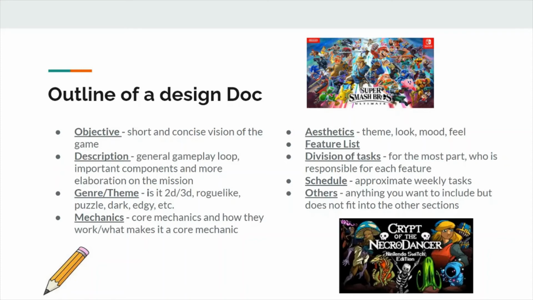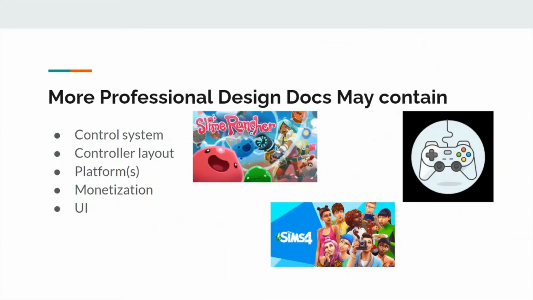Now for others, you could really put anything else that doesn't fit in the other sections here. In my group, we had something called Word Vomit, which was basically just what we wanted for the game, personally. And it actually helped us influence some of our other top categories, such as genre and mechanics. Now, in a more professional game design document, they can include things like the control system, the control layout, what platforms they want to be on, how they're going to monetize it, player UI. They'll go into a lot more detail of that and how to optimize these things. But we're not expecting this from you right now.